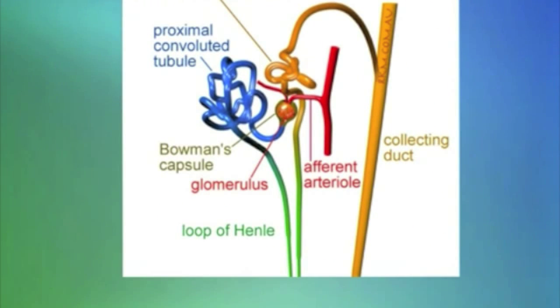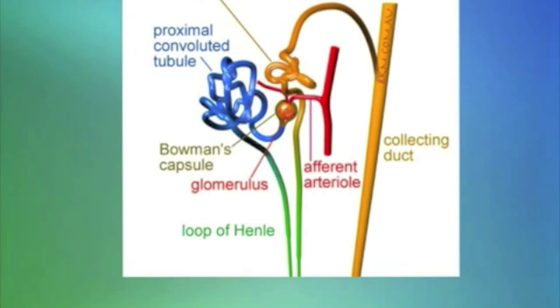The kidney is composed of over 1 million nephrons. The nephrons produce urine and are positioned so the urine flows into a collecting duct. The nephron consists of a distal convoluted tubule, a proximal convoluted tubule, a Bowman's capsule, a glomerulus, a loop of Henle, an afferent arteriole, an efferent arteriole, and a collecting duct.